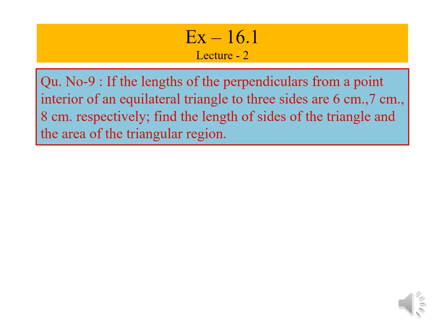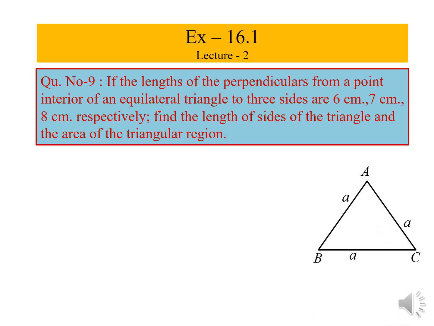First one is question number 9, and here the question is: if the lengths of the perpendiculars from a point interior to an equilateral triangle to the three sides are 6 centimeter, 7 centimeter and 8 centimeter respectively, then find the length of the sides of the triangle and also find the area of the triangle. Here you can see a figure.